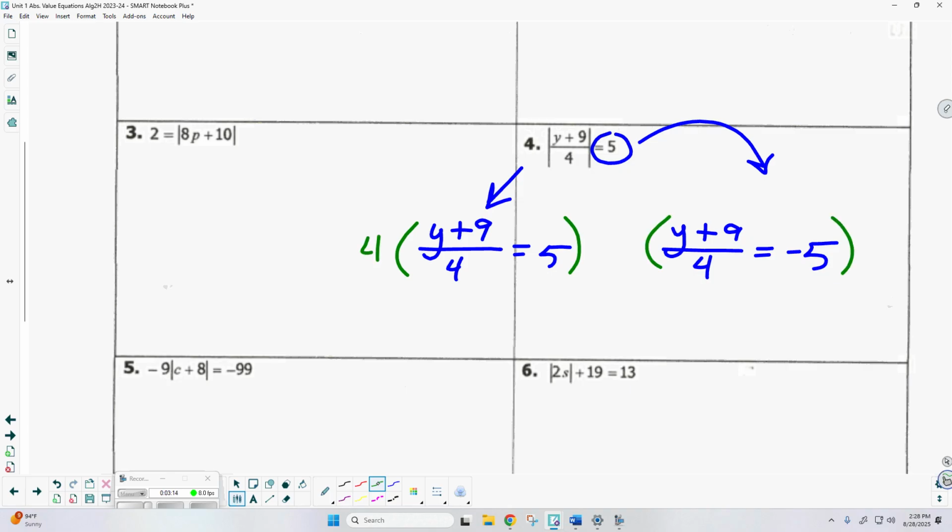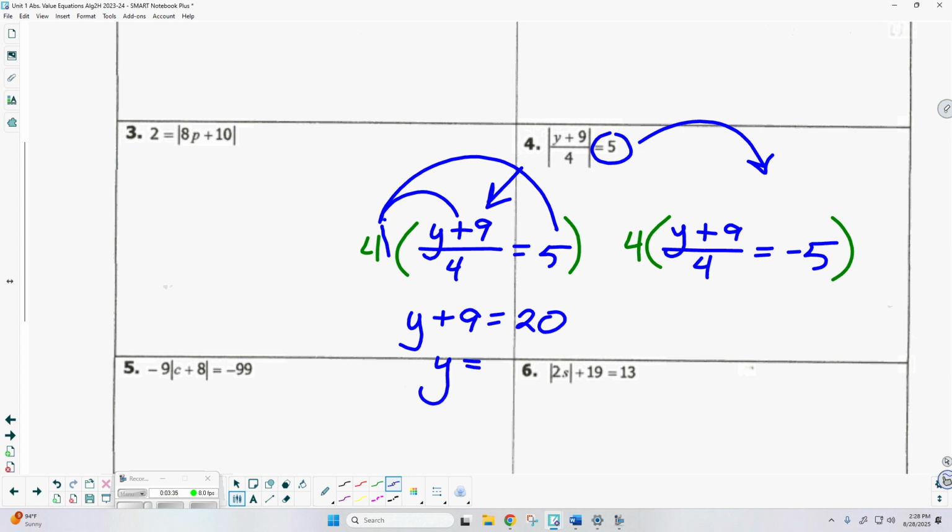I'm going to do the exact same thing over on this one. So see, these 4's are going to cancel. I'm only left with that numerator, y + 9. But don't forget, we have to multiply across the entire equation. So y + 9 should equal 20. And what's 20 minus 9? 11. So there we go. There's my first possible solution.